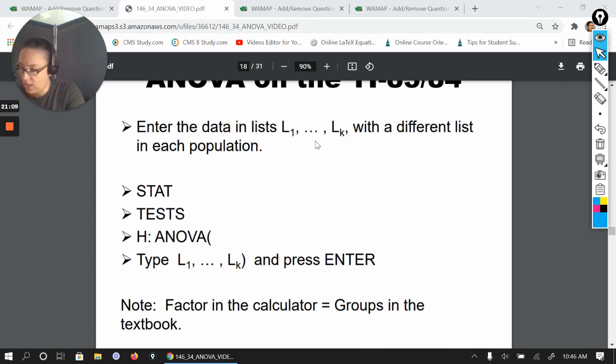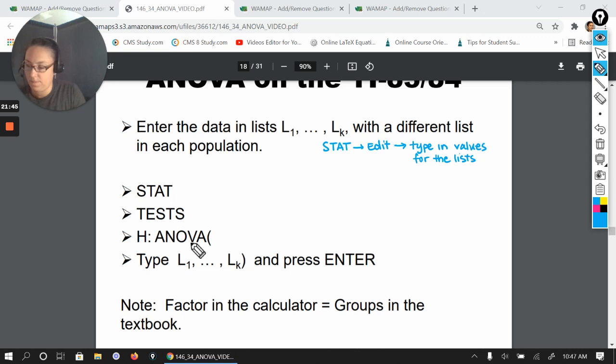And if you're wondering where the lists are, they are located in the Stat button. So if you want to put lists in, you go to Stat, and then you go to Edit, and that's where you can type in all the different lists. So type in values for the lists. Okay. After you do that, you'll go back to your Stat button, you'll go to Tests, and then you'll go to ANOVA.